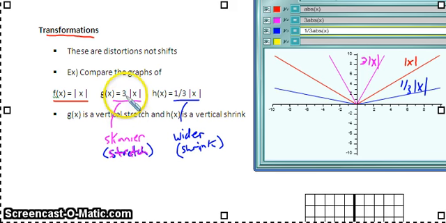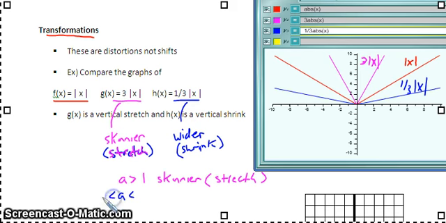And so when you have a number, we call this A, if your A value is greater than 1, you're going to make a skinnier graph, or stretch it. If your A value is between 0 and 1, that's when it's going to be a wider graph and a shrink.